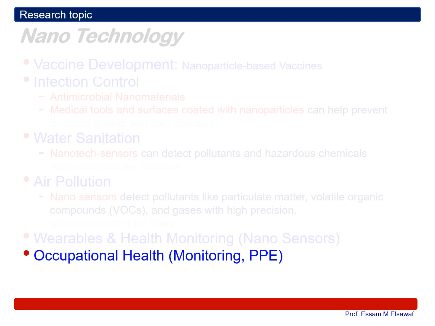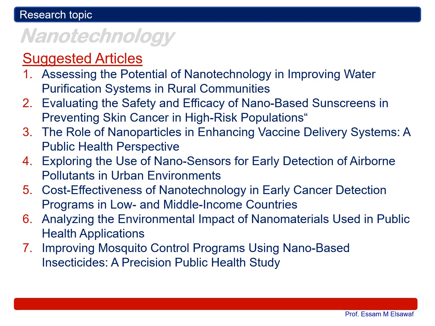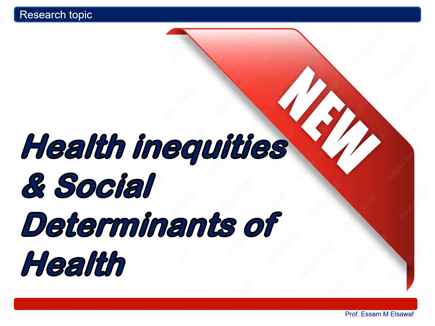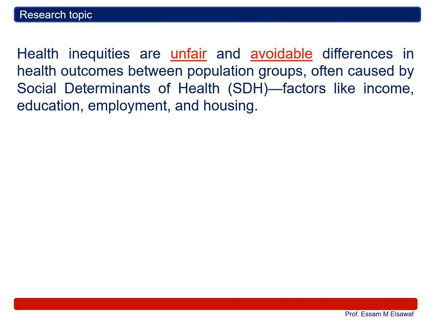Here are some articles to be used in medical research. Another new topic, a lot of research I found on the net, is health inequities and social determinants of health. What's health inequities? Health inequities are unfair and avoidable differences in health outcomes between population groups, often caused by social determinants of health, factors like income, education, employment, and housing. So health inequities, we can say, are unfair and avoidable.